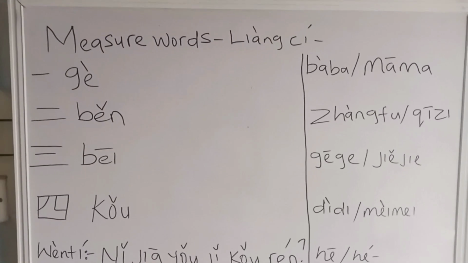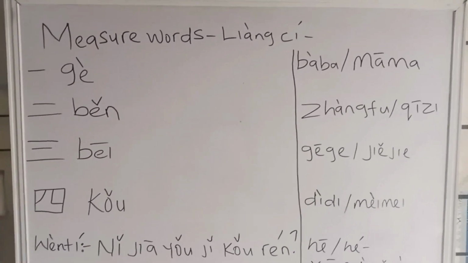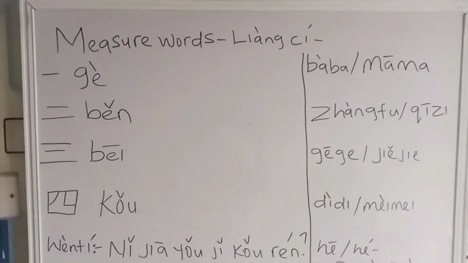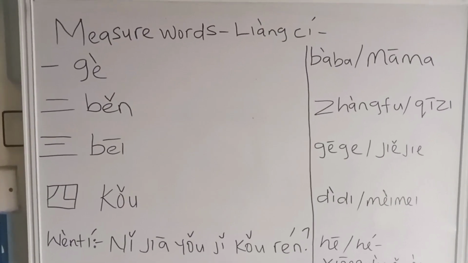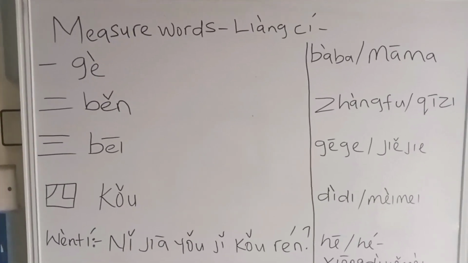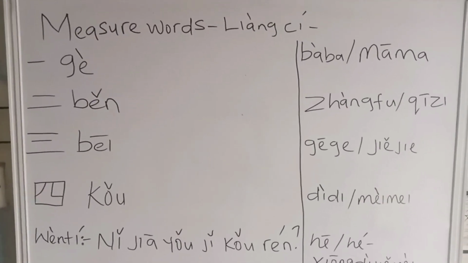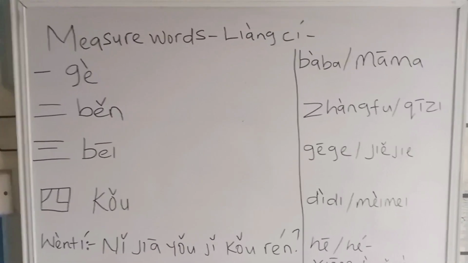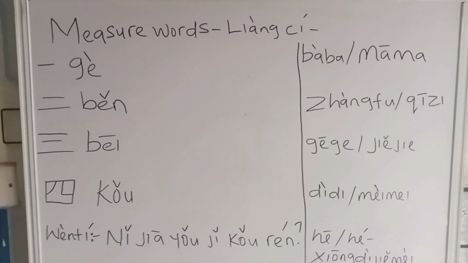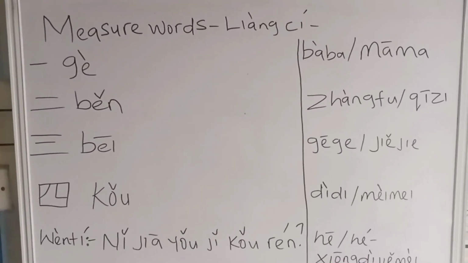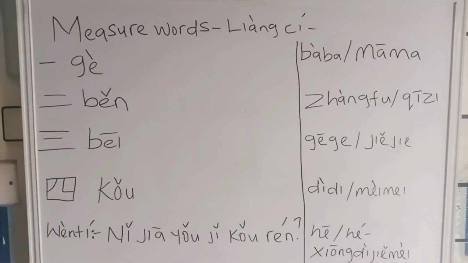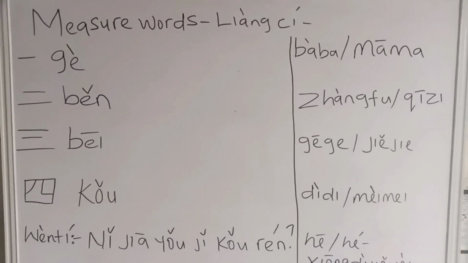So this is 量词. Measure words are words used with numerals to indicate amount, to indicate quantity. You have measure words in most, if not all languages. Chinese is not an exception. In fact, Chinese has over 200 measure words. I will be teaching us just 4 for now.